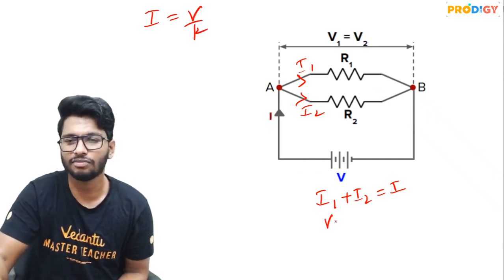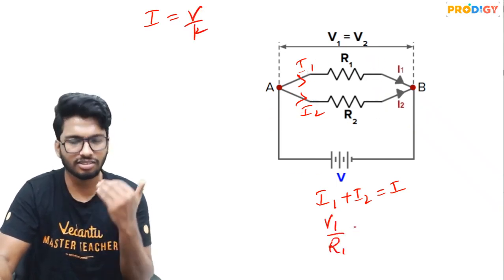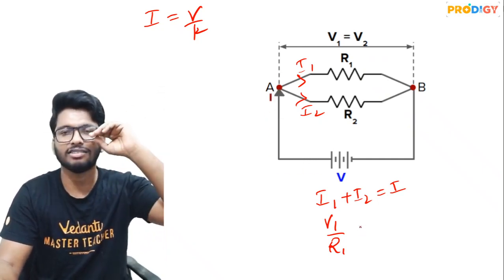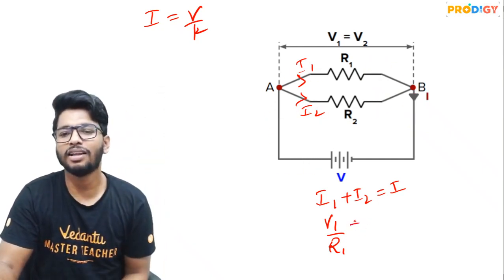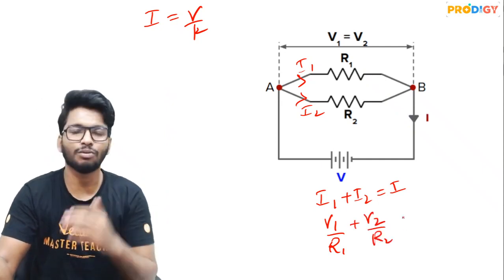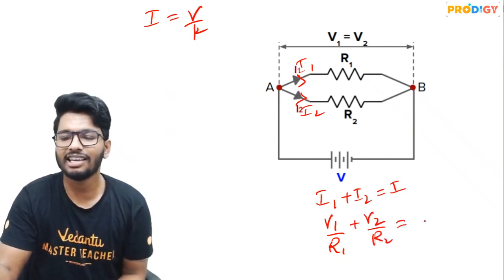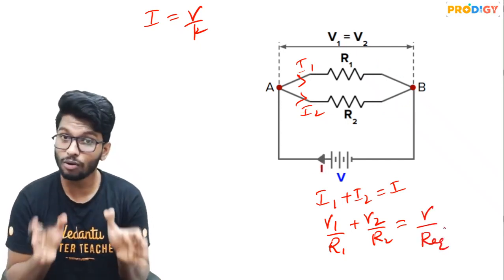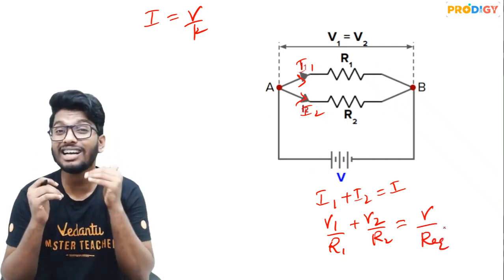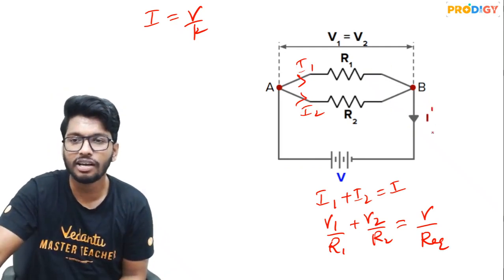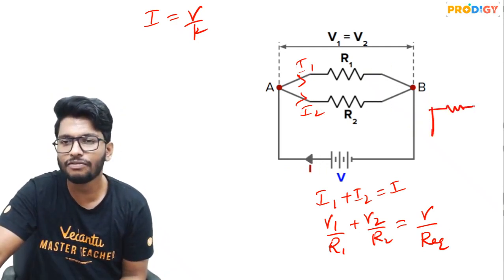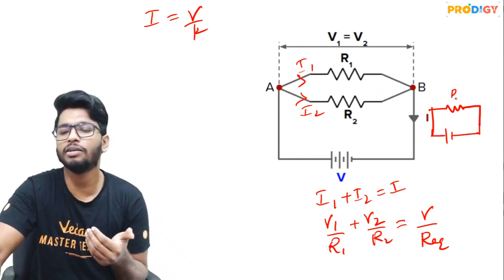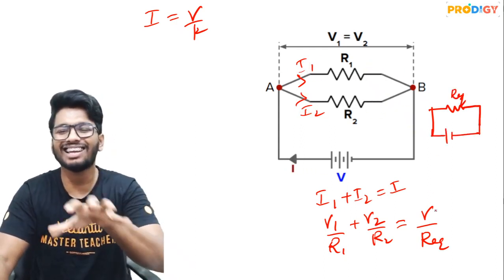So I can write this as V1 by R1, that is the voltage across resistor 1 divided by the resistor, plus V2 by R2, that is the voltage across the second resistor, is equal to V by R equivalent, the total voltage divided by the total resistance. So here also what I'm trying to do is simplify my circuit by combining them both, and I'll call that R equivalent.